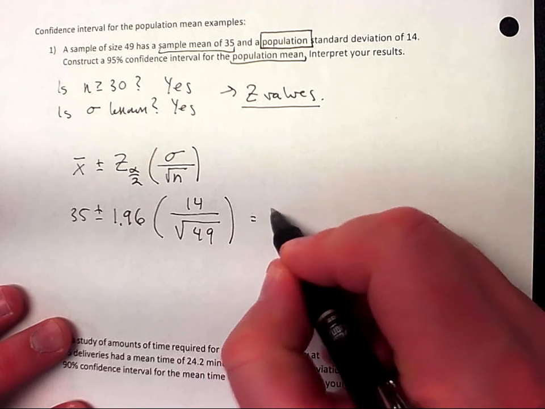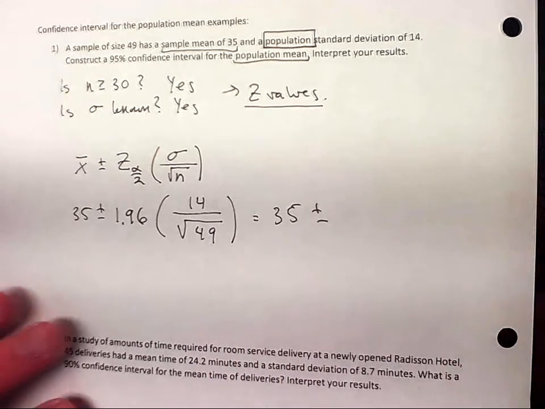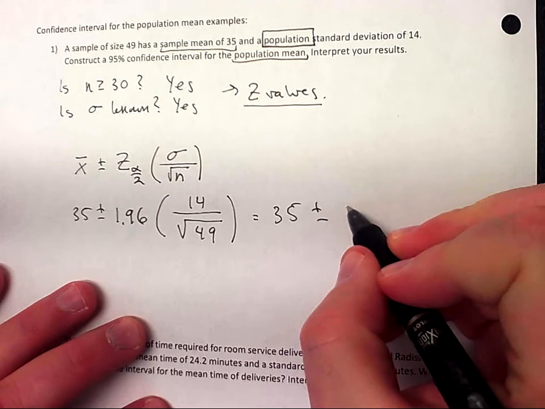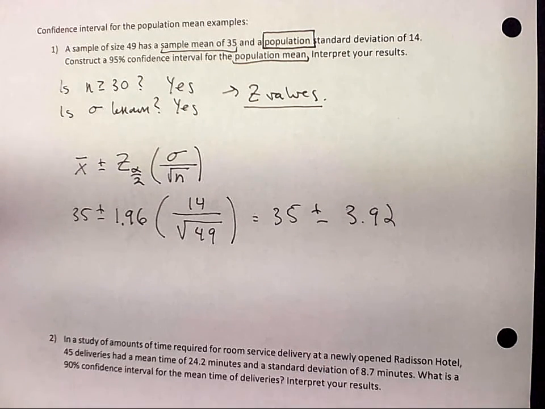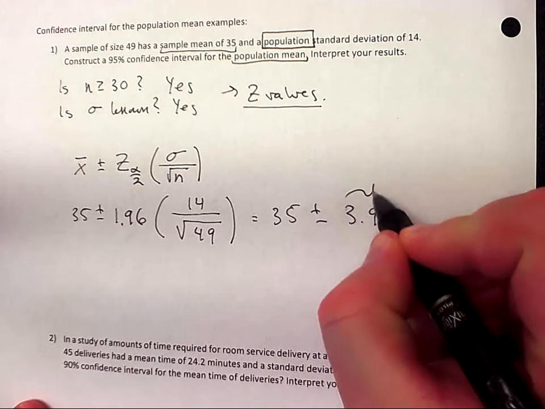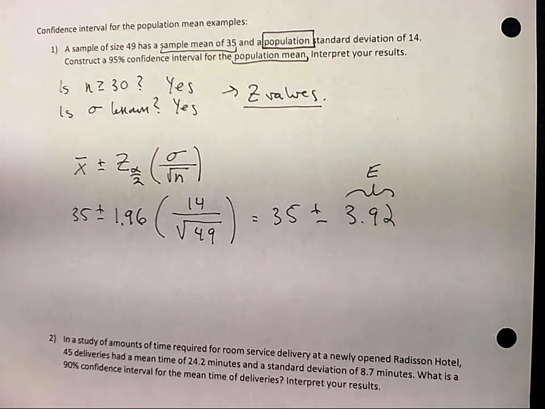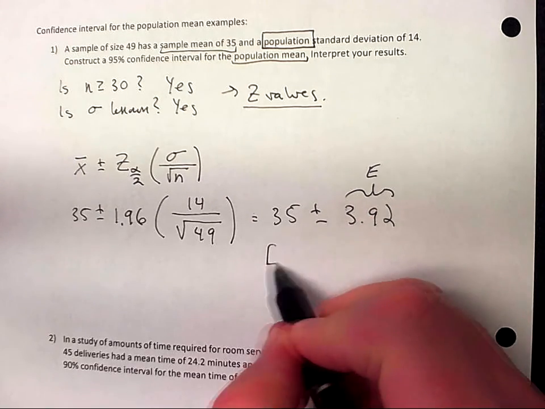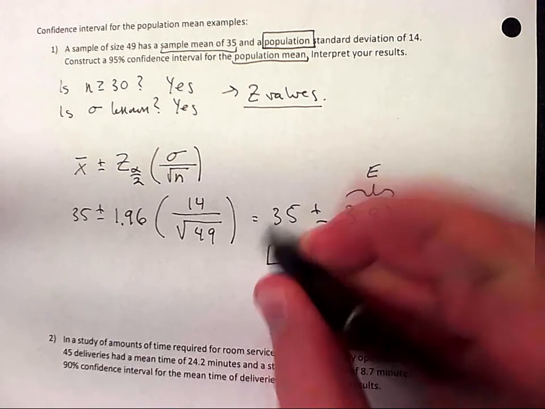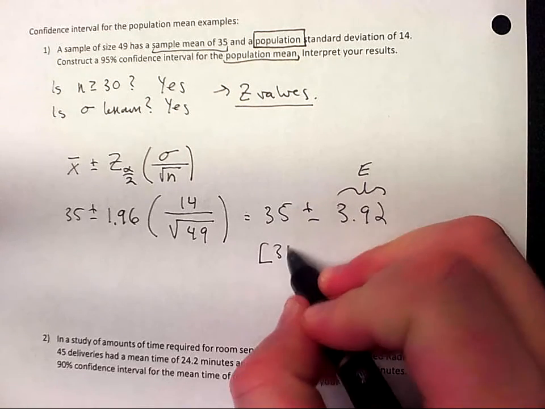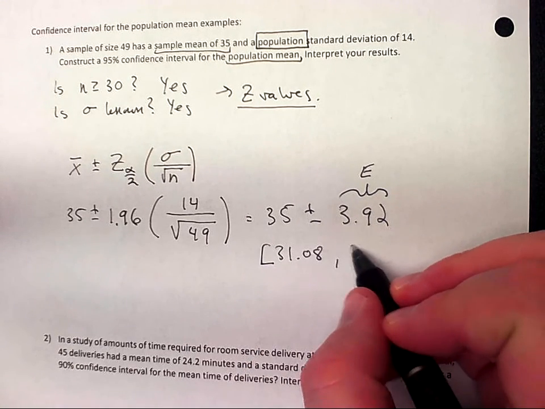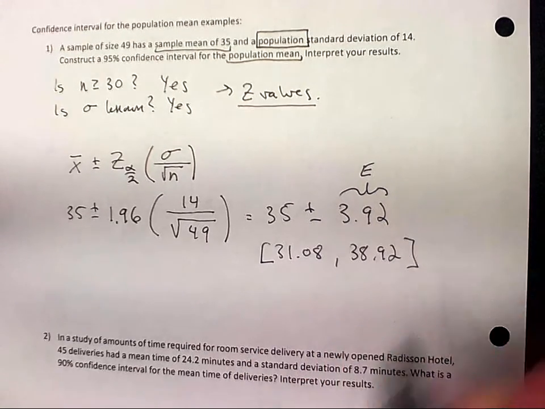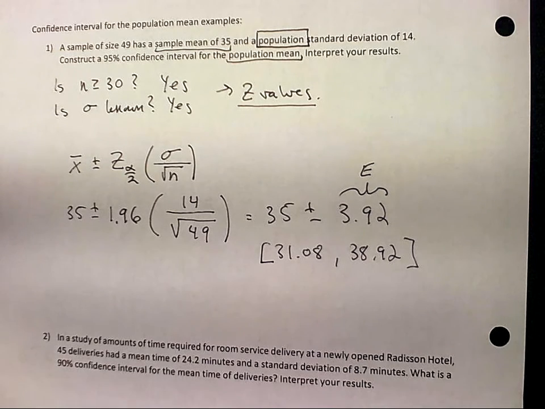So this should come out to be 35 plus or minus 3.92. So 3.92, this right here, is our margin of error E. If you take 35 and subtract 3.92, you get 31.08. And if you add 3.92, you get 38.92. And there we have our interval.